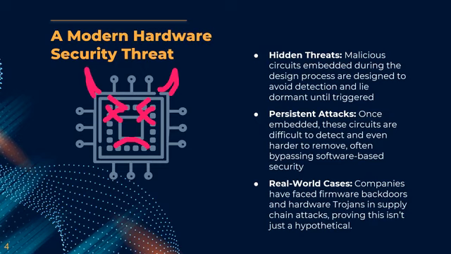Finally, real-world cases. Going back to one of the most well-known examples, the Supermicro supply chain attack, where tiny malicious chips were allegedly embedded on motherboards used in data centers worldwide. These chips allowed attackers to bypass security measures and potentially access sensitive data. This demonstrates how dangerous hidden hardware vulnerabilities can be when exploited. These hidden, persistent, and real threats are why researchers are racing to develop new methods of detecting and mitigating hardware-based attacks.